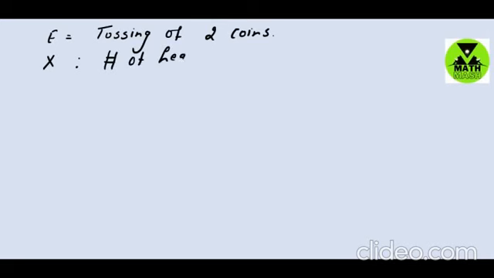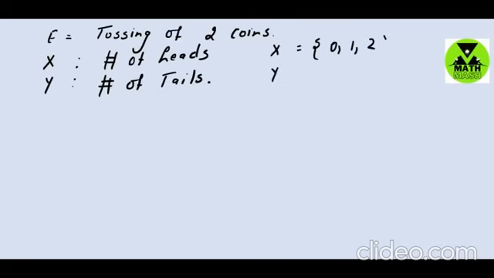We are taking the same example. The random experiment E is the tossing of two coins. Here x denotes the number of heads and y denotes the number of tails. So x and y both are discrete. This means x takes values 0, 1 and 2, and y takes values 0, 1, 2.